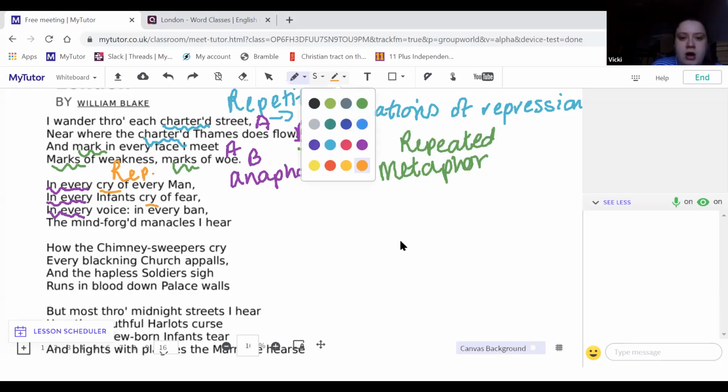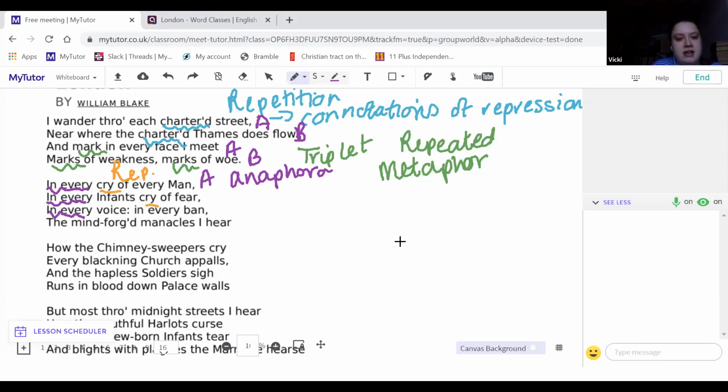Then we've got our rhyming scheme. So we've got man, here and fear and here. Lovely. We've got a nice little pause here as well, so we could say that that is a caesura.